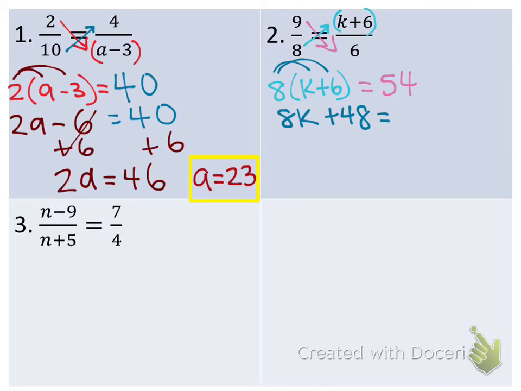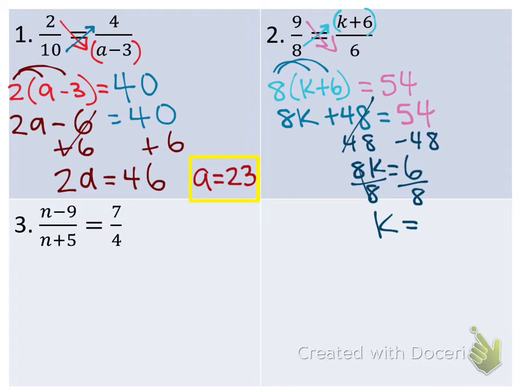Just a warning, this is not going to be a pretty answer. Equals 54. Subtract 48 on both sides. What is 54 minus 48? It's 6. Yep. And then divide by 8. And that means k equals 3/4. Good.